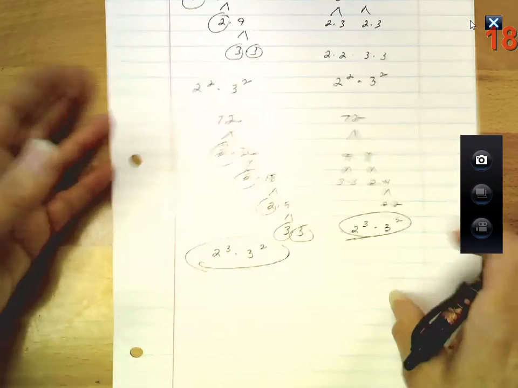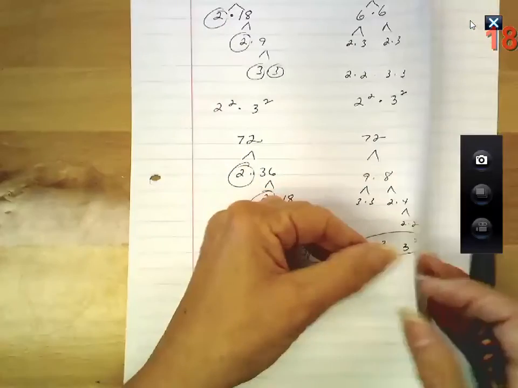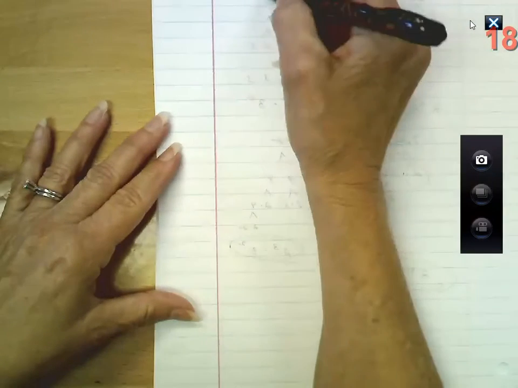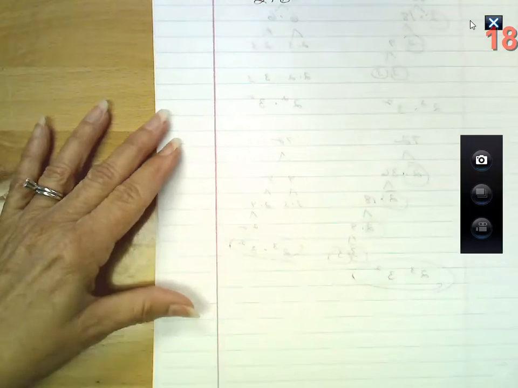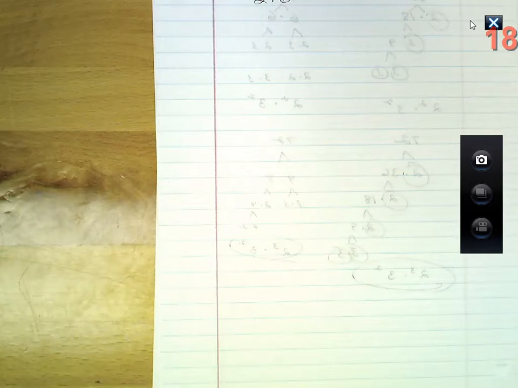Okay, you try this one. 216. Do it any way you want to do it. So if I was to do 216, I would tree down to 2 times 108, and then go from 108 down, what that can be divided into until I can't do it no more.